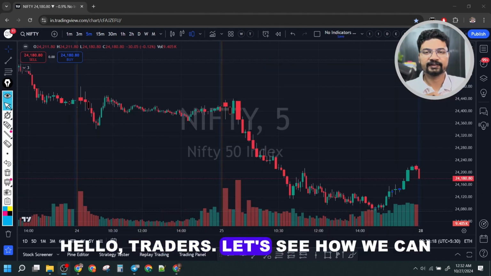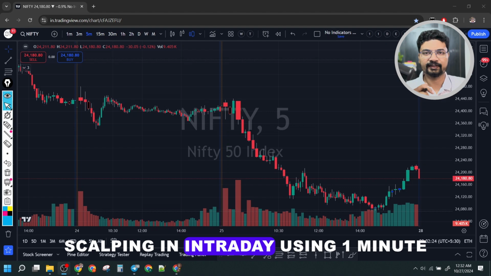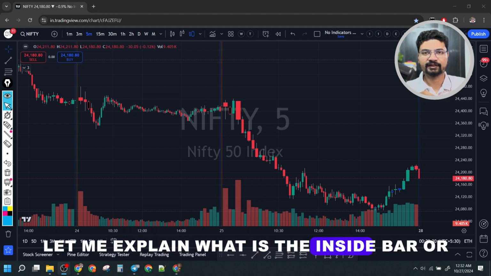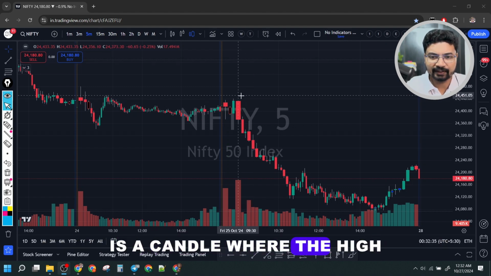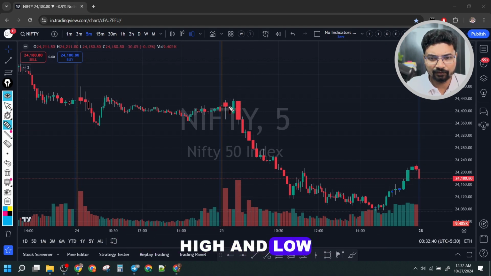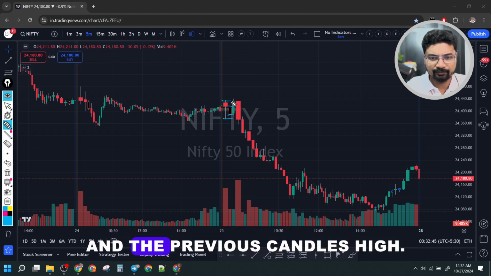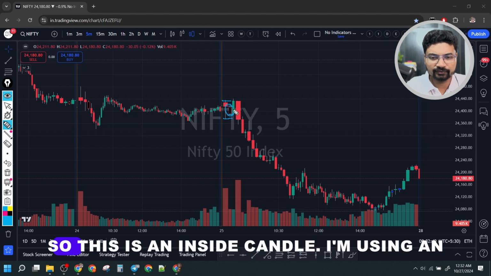Hello traders, let's see how we can use inside bar or inside candle for scalping in intraday using 1 minute time frame. Let's get into the video. First, let me explain what is inside bar or what is inside candle. An inside candle is a candle where the high and low are in the range of the previous candle's low and high. Here this candle is marked, so this is an inside candle.